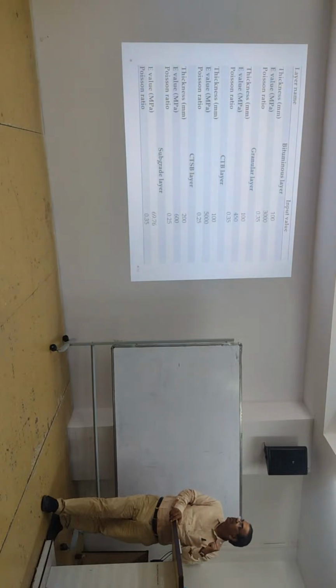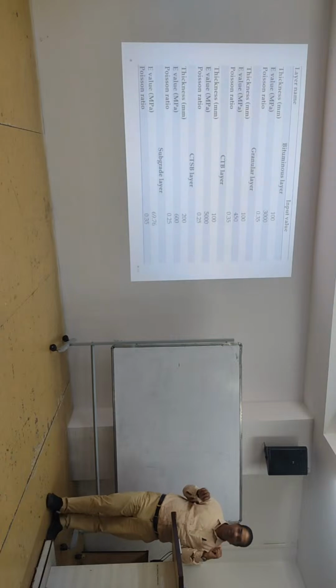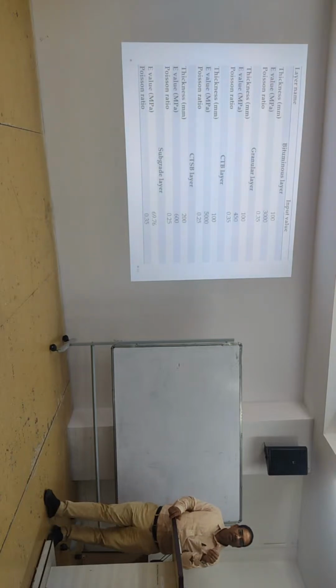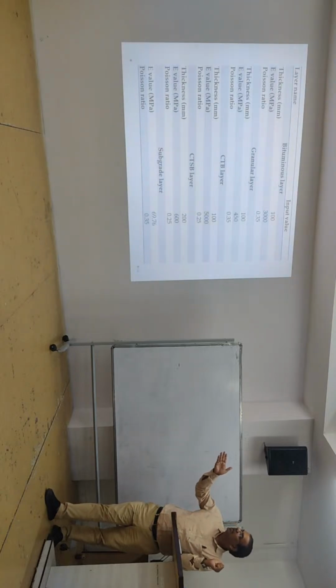For the input data, we have considered thickness because we have improved the subgrade and subbase layers, meaning the layers below. So bituminous thickness we have kept at 100 mm. DBM and BC E value is 3000. For granular we have taken an E value of 450. If we don't improve anything, then generally you take 275 or 300. For the CTB layer we are taking 5000, because for a general conventional road you generally take 750 MPa.